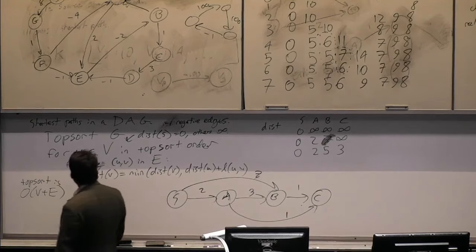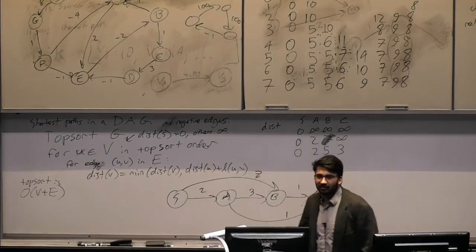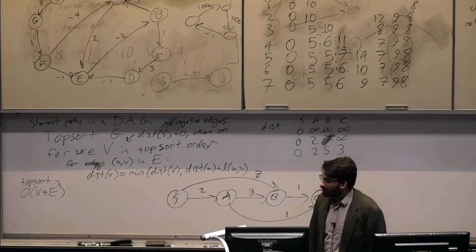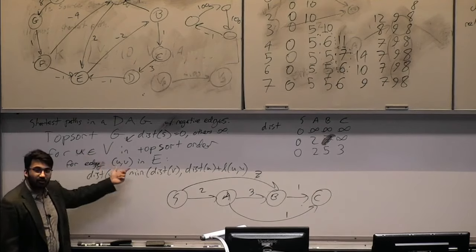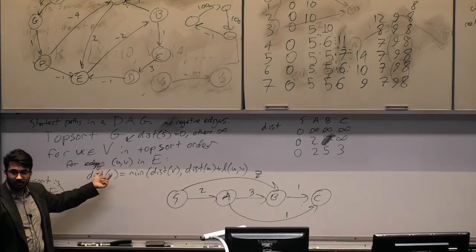Here's a slightly trickier one. What's the runtime on the second loop? You would think that was a trick question. It's not V times E. The reason is that although you do go for all U in V and then for all E in E, you don't touch an edge twice.